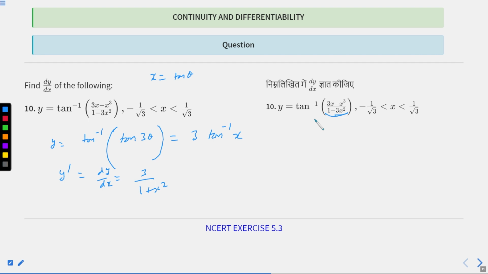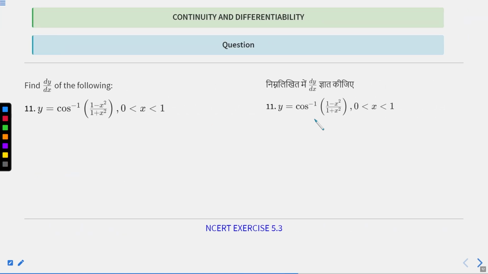Okay. Let us move to the next problem. Problem number 11. Problem 11 says that again, there is a combination of an inverse trigonometric function and some scary terms. So this means substitute it.